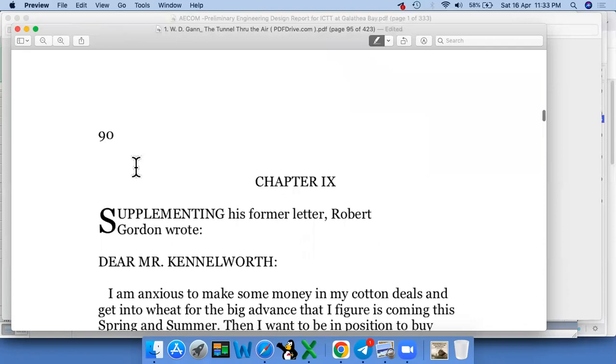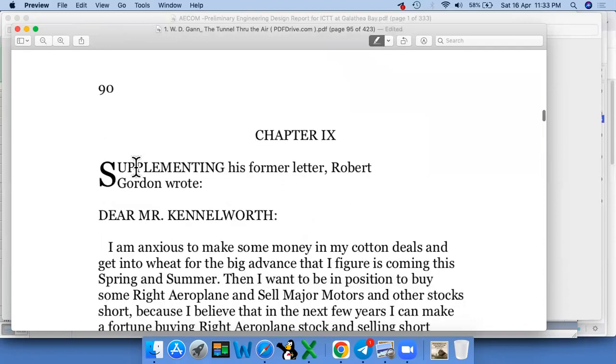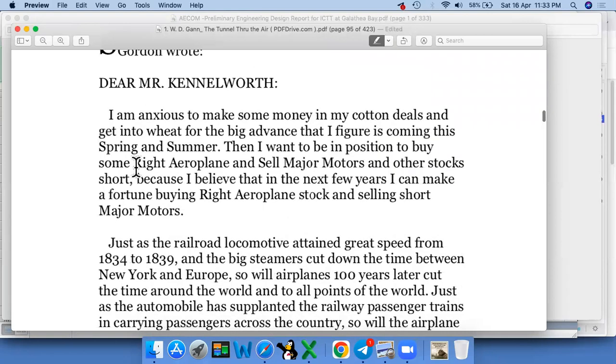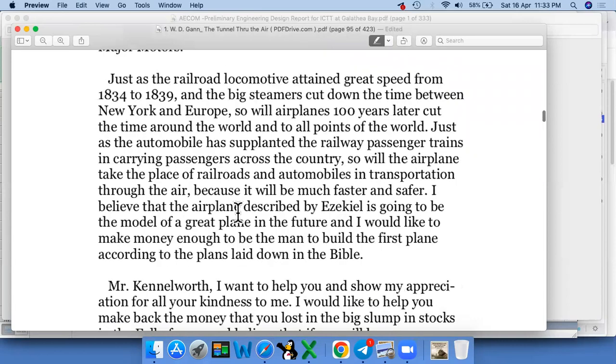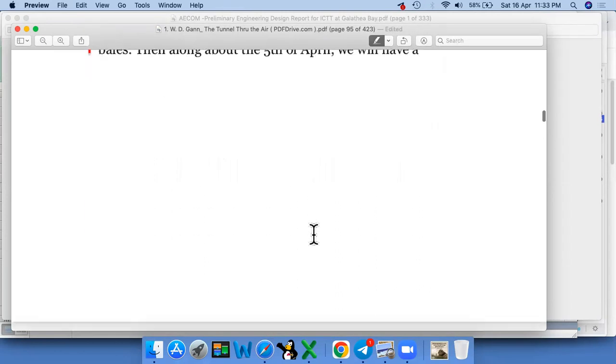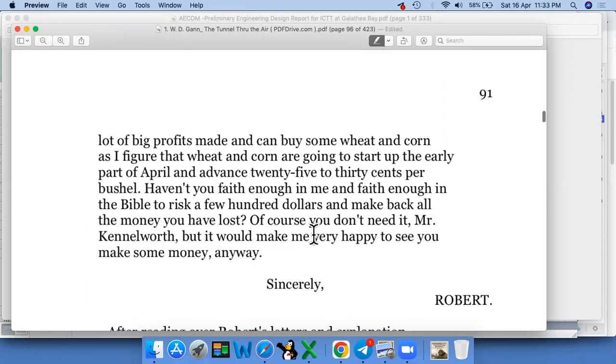Right, so we are talking somewhere around the 90-day cycle. Page number 90, our buying and selling part. Right, so as we see, he is now requesting Mr. Kellenworth that he should also be buying something. If you would like to buy some July or October cotton right now and hold it, you will make a lot of profit. This is just to show your faith in me. Buy at least 100 bales. This is what he has been requesting, so that you'll also be able to make some profits.